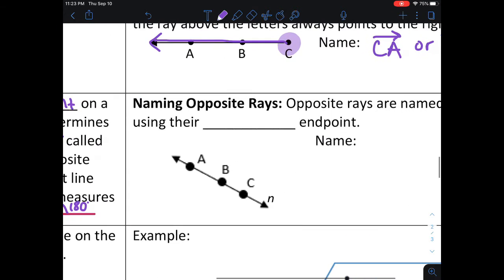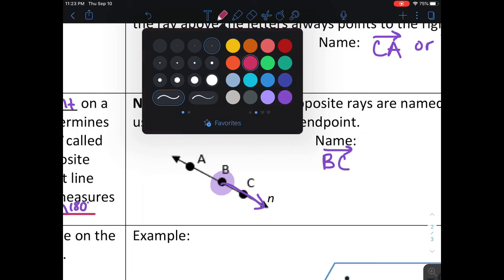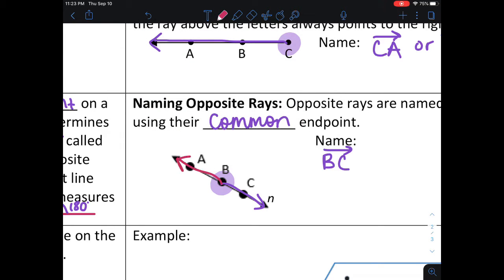All right, so naming opposite rays, you're just going to use their common endpoint. So I'm just going to pick this, and that's going to be how both of them start. That's going to be B, and if you go in this direction, it's C. And if you go in the other direction, that's A. All right, so it's BC and BA.